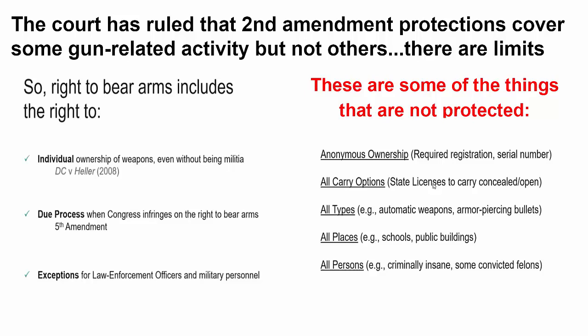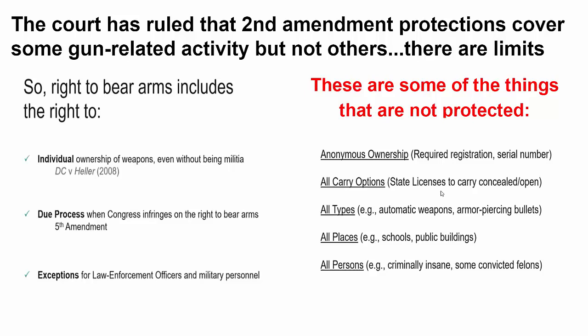So you're not allowed to anonymously own weapons, right? They can be registered, and serial numbers can be applied to them. And that can be a legal requirement. And you're not allowed to carry your weapon necessarily. There's not an unlimited right to carry your weapon in all locations. The state does still have the ability to regulate, for instance, concealed carry or open carry rules and laws. Not all types of weapons are obviously protected, as we've mentioned. Automatic weapons and armor-piercing bullets are good examples of the sorts of things that can be regulated by a state.